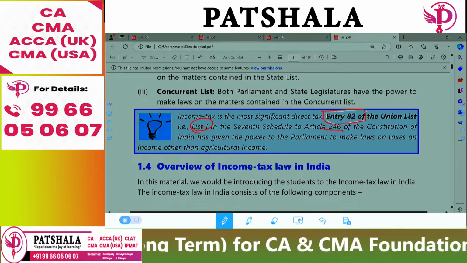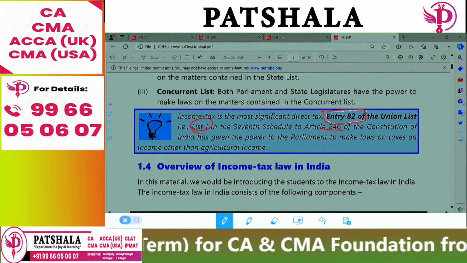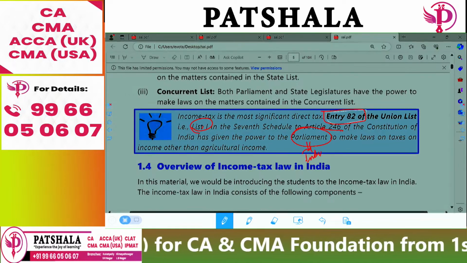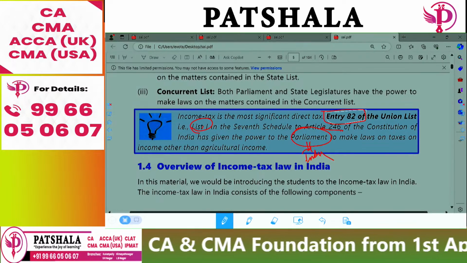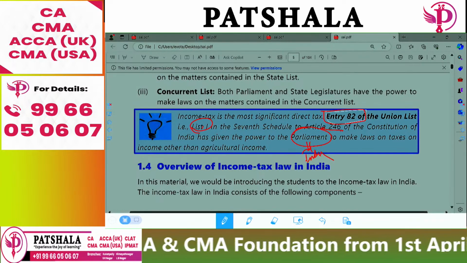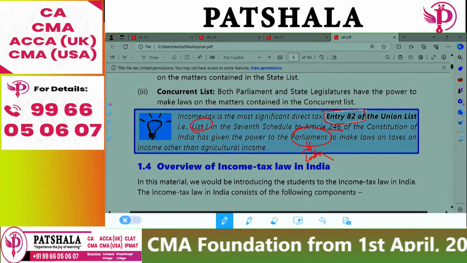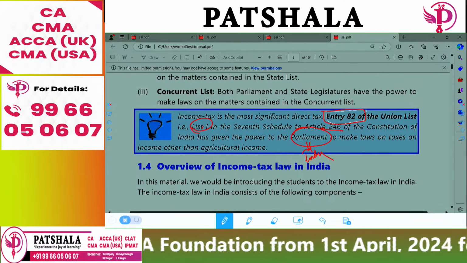And Article 246, as you know, the Constitution of India has given the power to the Parliament. Once we say Parliament, this covers entire India. Parliament has power over entire India, from Jammu and Kashmir to Kanyakumari. Every part of India, Parliament will have the power to make laws. No one can stop. That's the reason, if you see Modi, no one can stop Modi. He will go to Jammu and Kashmir, he will go to Kanyakumari. He has power throughout India.